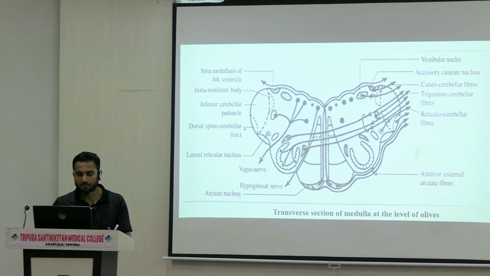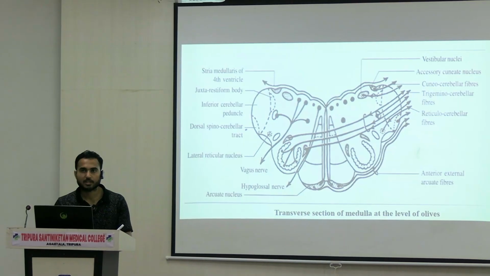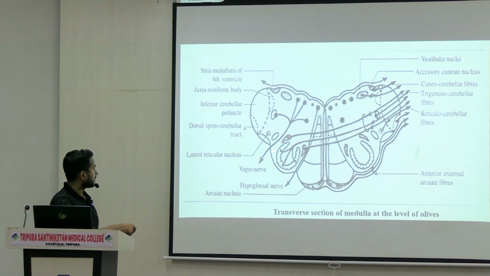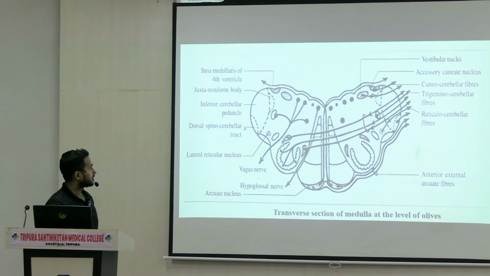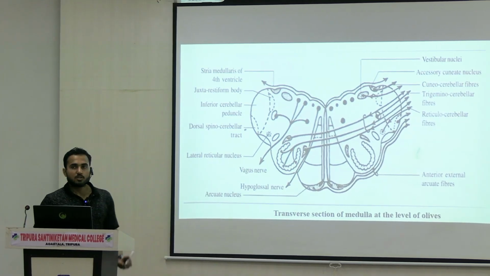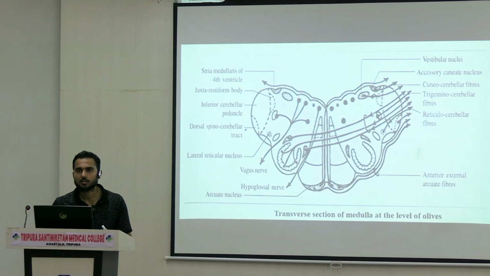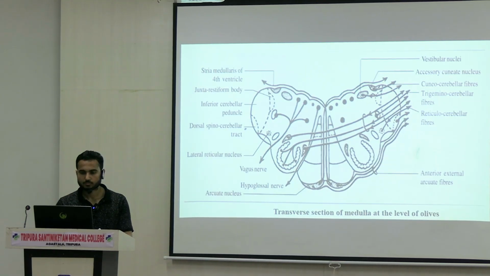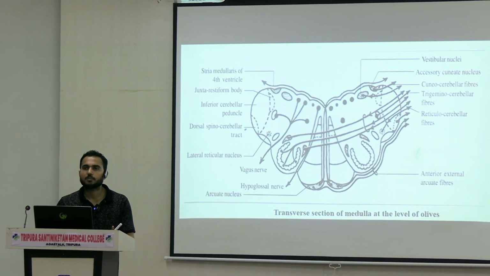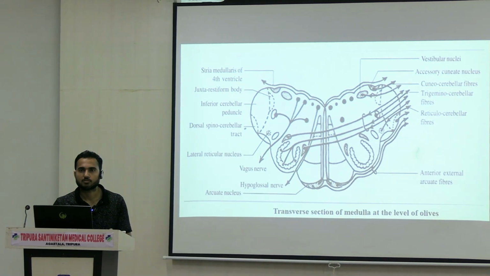Then emerging fibers of the 9th, 10th and 11th cranial nerves are also seen. You can see fibers of the 10th cranial nerve over here. So the emerging fibers of the 9th, 10th and 11th cranial nerves can be seen in this view. That is all about the internal structure of the medulla.